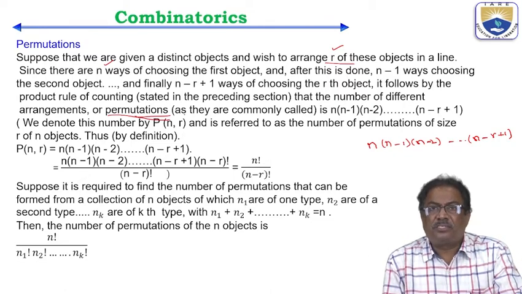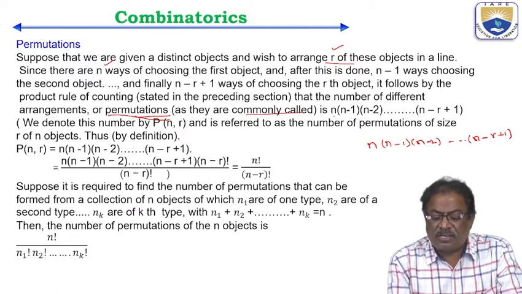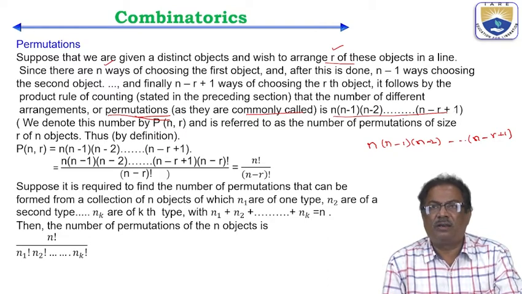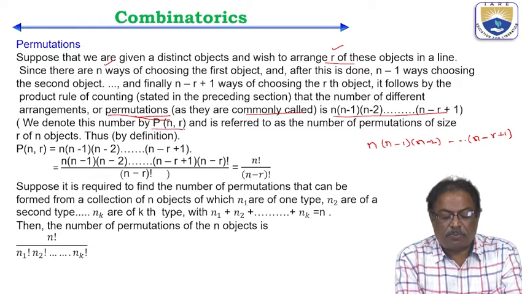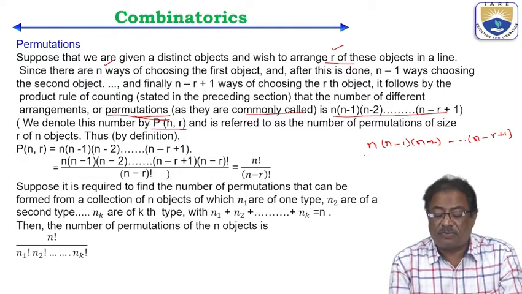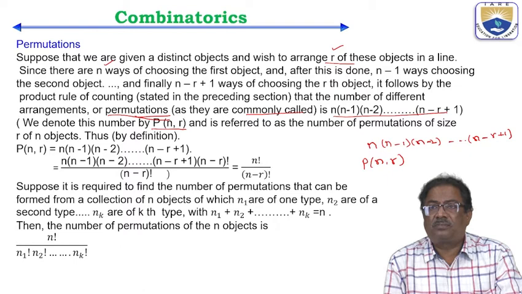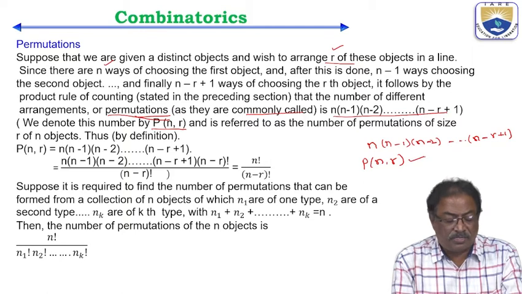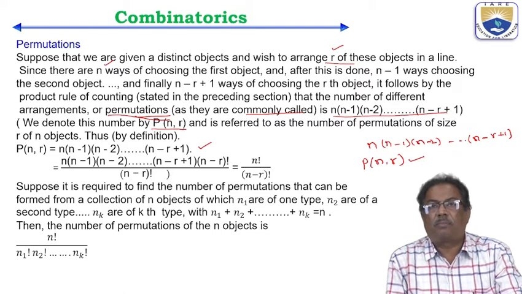These different arrangements are called permutations, and the number equals n into n minus 1, and so on, up to n minus r plus 1. This is denoted by P of n, r, the permutation of n comma r. We are choosing r objects from n. So the total number of permutations is n into n minus 1 into n minus 2, and so on, up to n minus r plus 1.